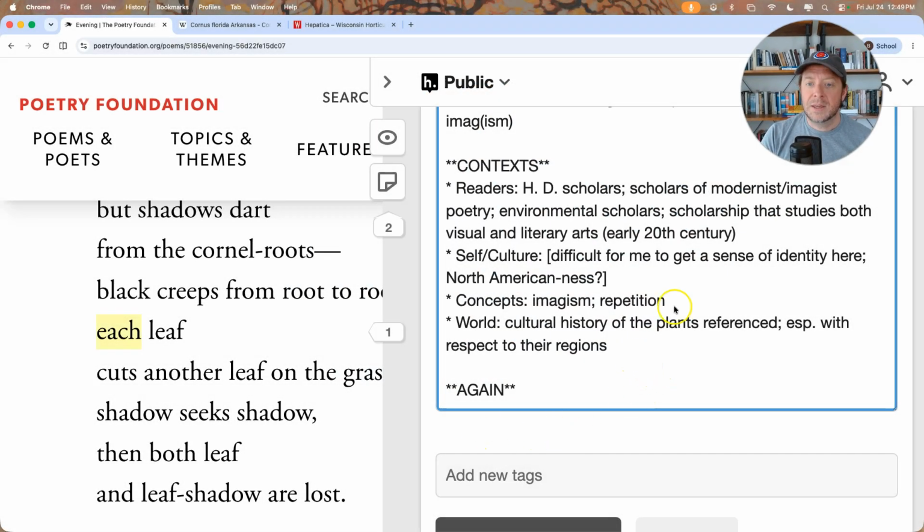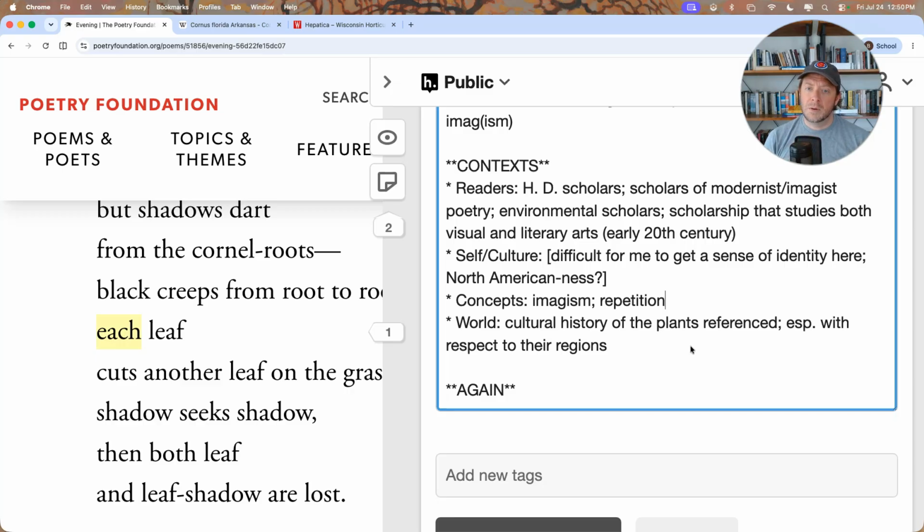Okay. I think I'm probably ready to wrap up here. Concepts: imagism, repetition. There might be other concepts that emerge if I start to read more about the cultural history of the plants referenced, the particular usage of plants, flowers, trees in poetry. There might be certain terms that get brought up to help us get a handle on what the poem is up to.